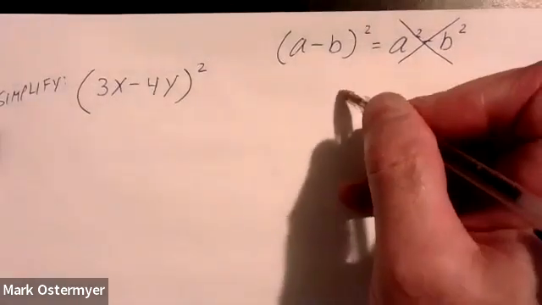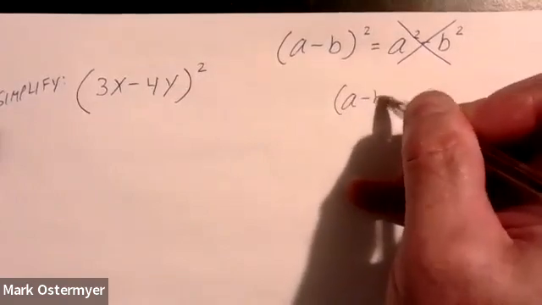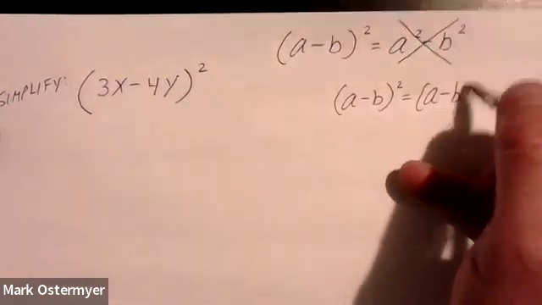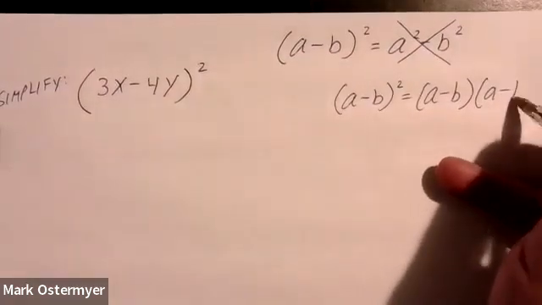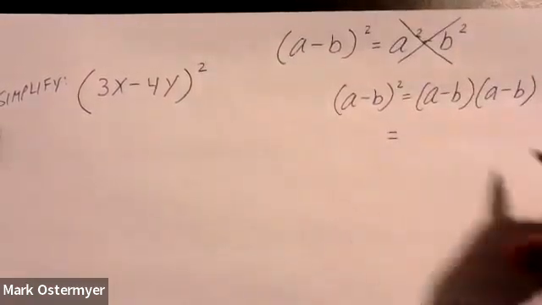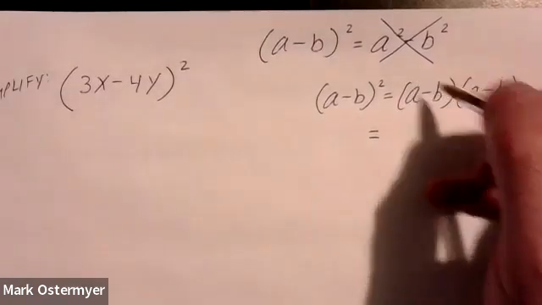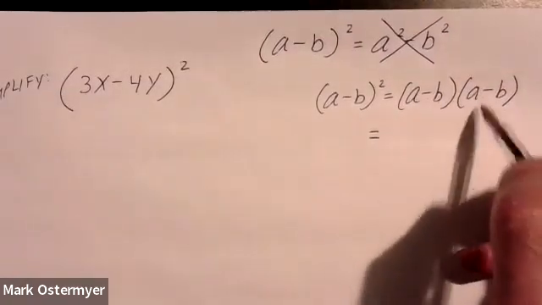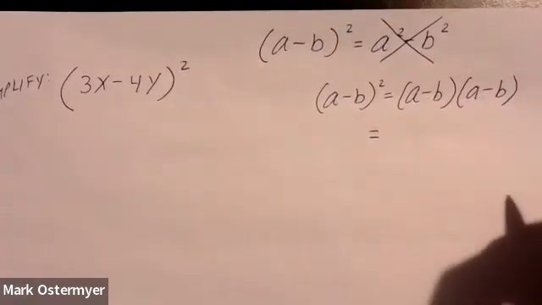In reality, if you take A minus B and square it, it's really saying to take A minus B times A minus B. And when you FOIL this out, notice these are not conjugates of each other. They're literally the same. They're not conjugates. So we cannot use our conjugate shortcut.